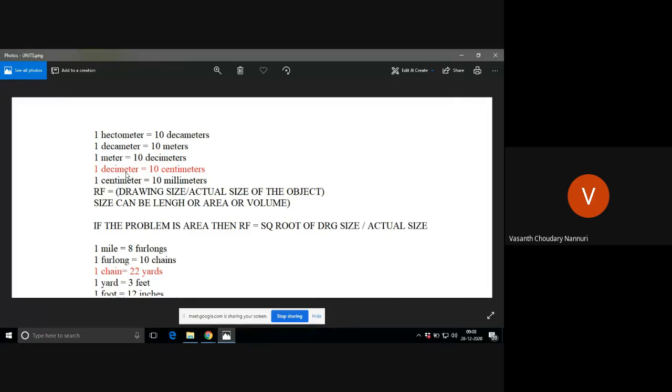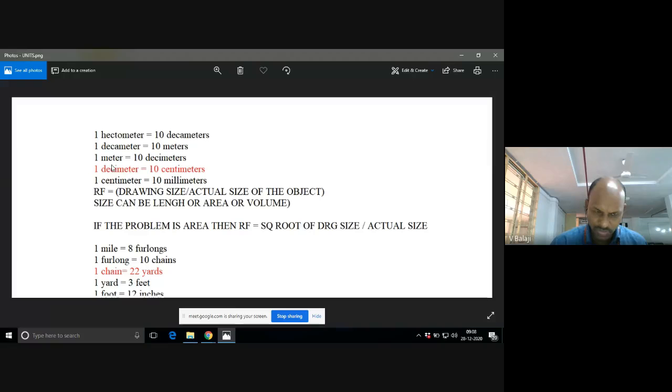We can see, sir. So 1 meter, 10 decimeters. 1 decimeter, 10 centimeters. 1 centimeter, 10 millimeters. You need to remember the relations. The relation between hectometer and decameter is 10. So 10 times decameter is equal to 1 hectometer, like that.